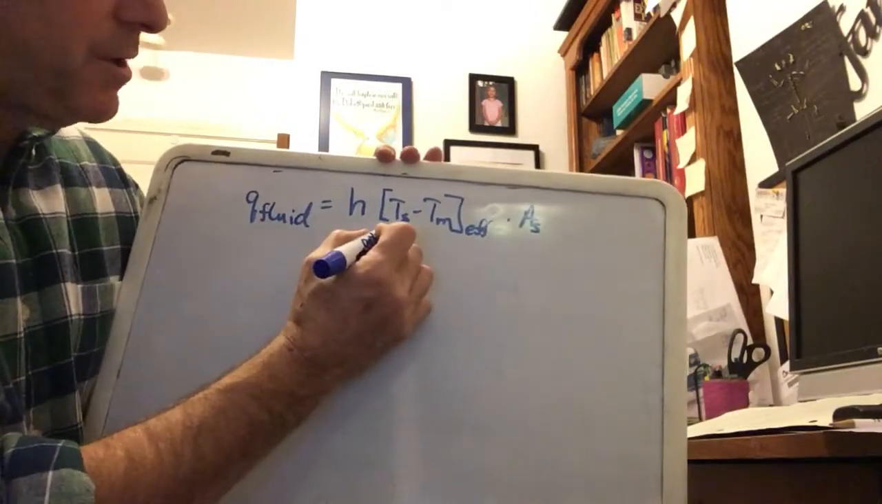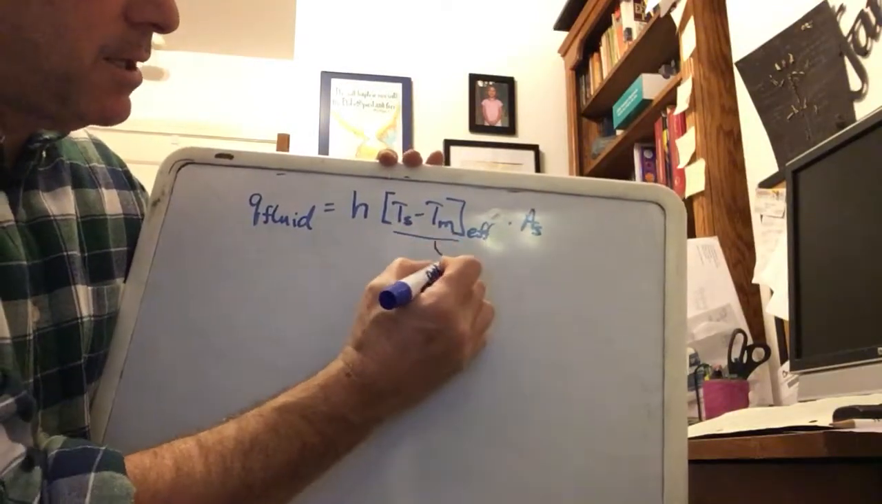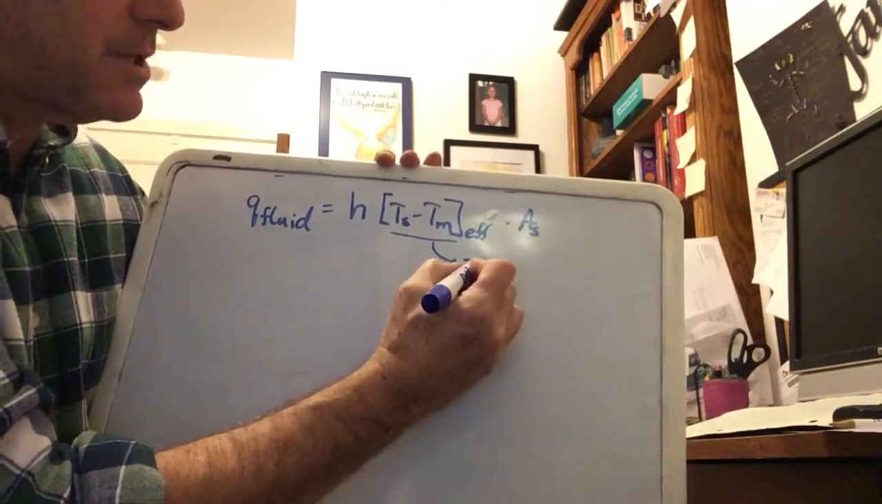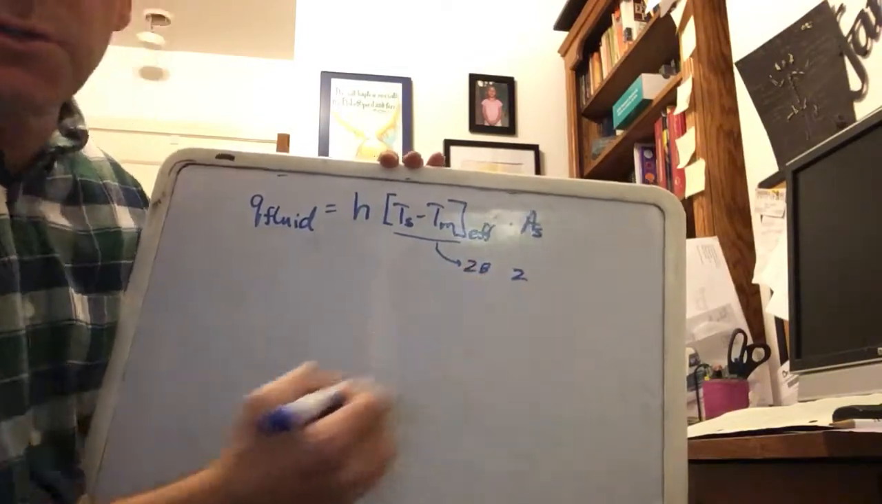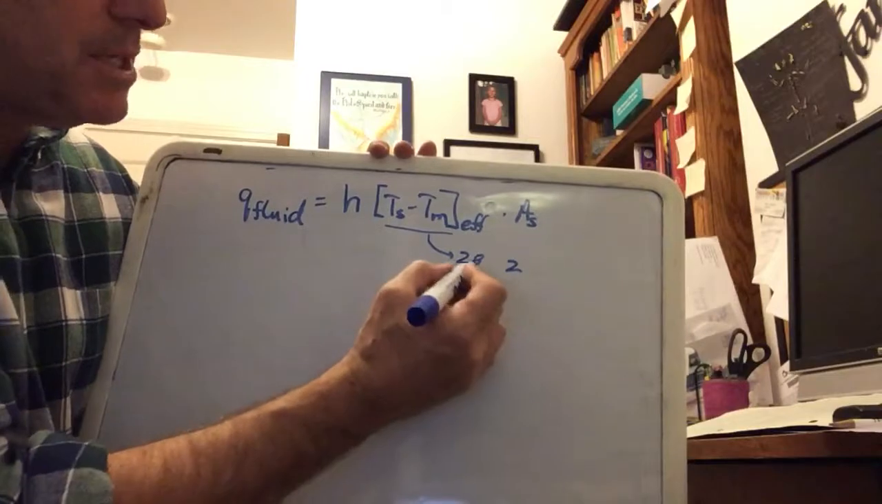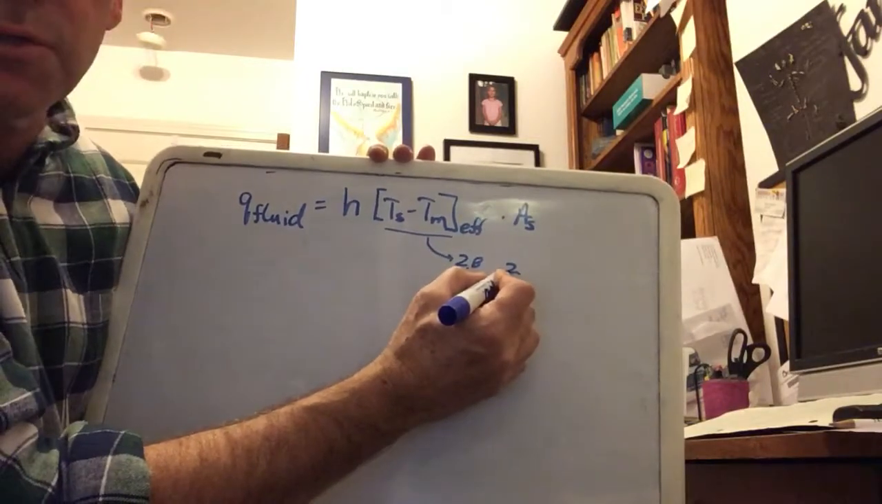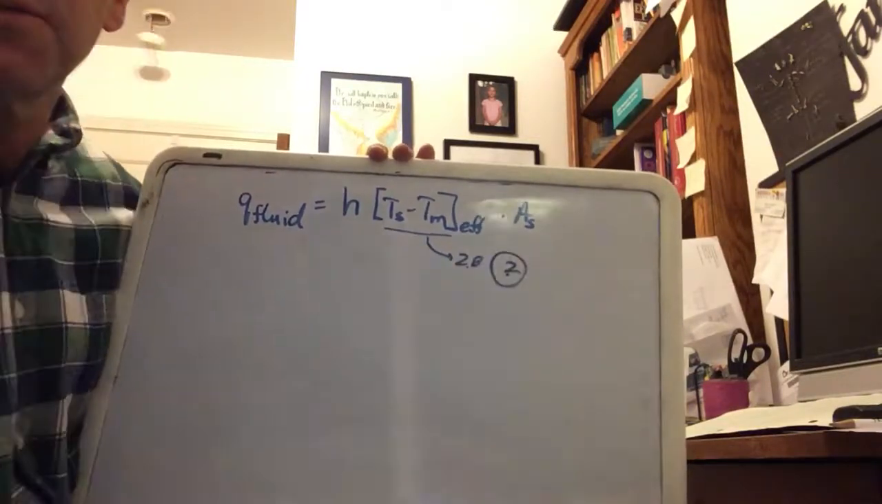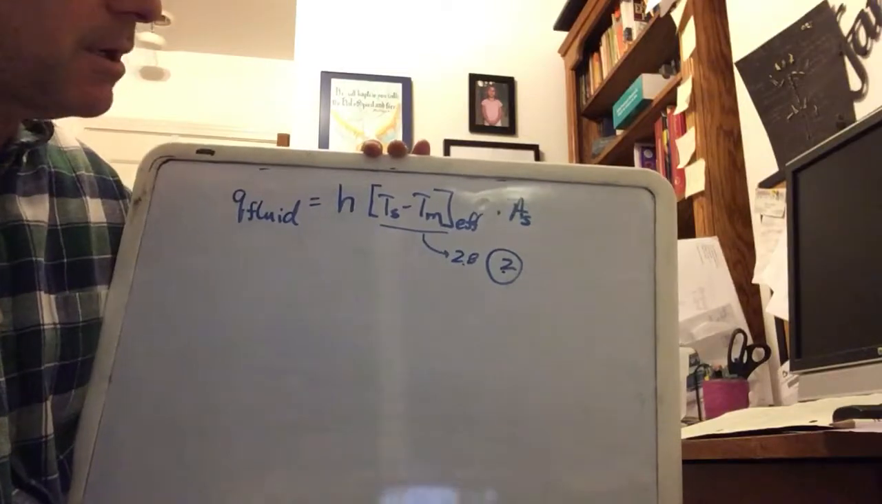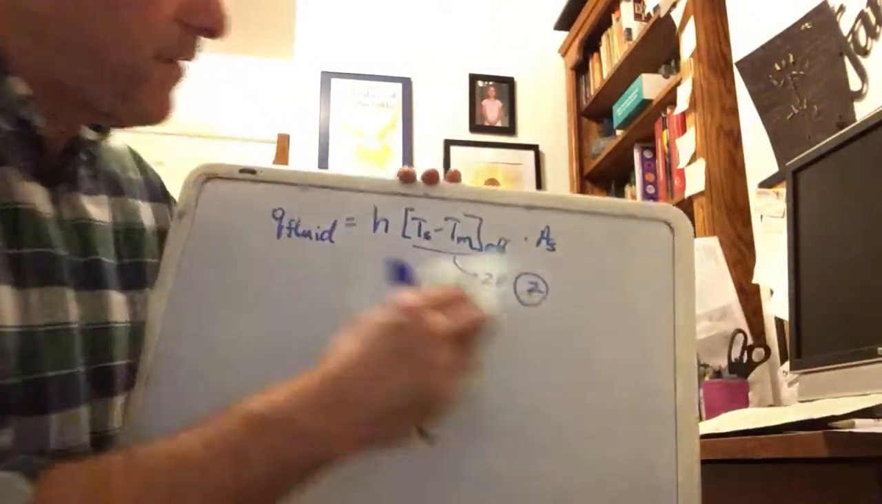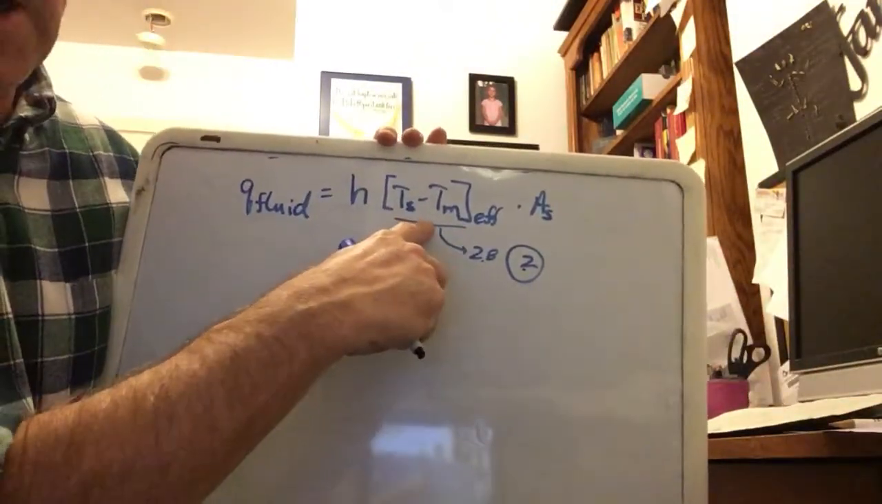Where in the previous example that we did, this is not going to be 28, that was at the inlet. It's not going to be the 2, which was at the outlet. It's going to be somewhere in between 28 and 2, but it's going to be closer to 2. Okay. All right.